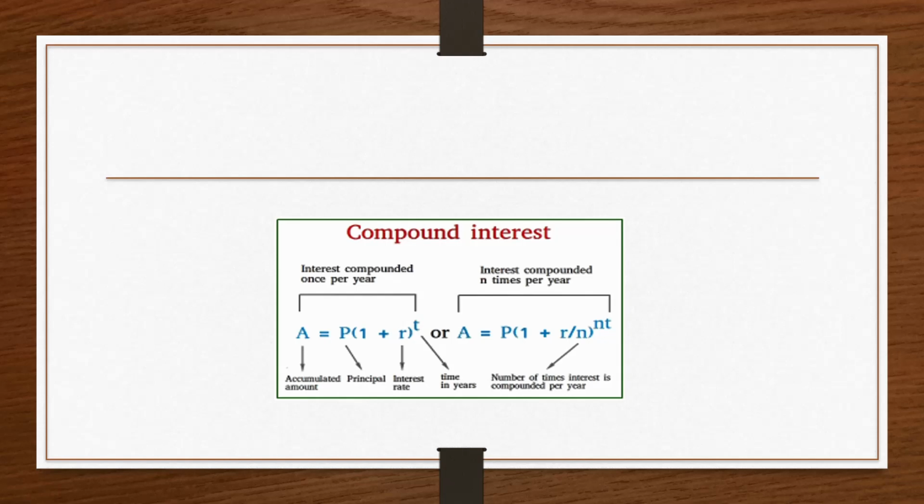Then, for interest compounded n times a year, for example if the interest is compounded twice a year, that is half yearly compounded, then the equation used is P into (1 plus R by n) raised to n into T. In this way, we find the compound interest.